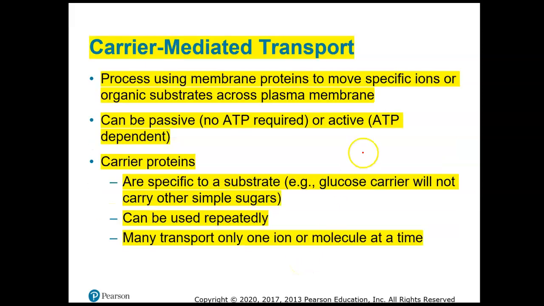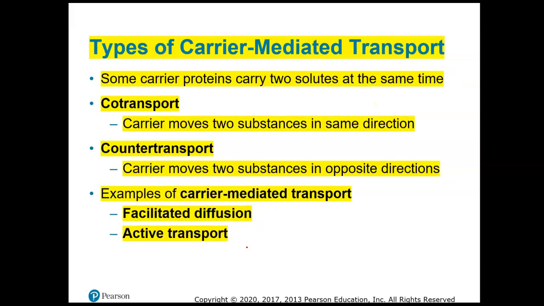Now, carrier-mediated transport is when a carrier protein is required. This uses a membrane protein to move ions or other substances across the plasma membrane. It can be passive, not require any ATP, or it can be active, where it requires ATP. Carrier proteins are specific to the substrate that they carry across, like there are glucose carriers, sodium carriers, and potassium carriers, and many transport only one ion at a time, but some transport more.